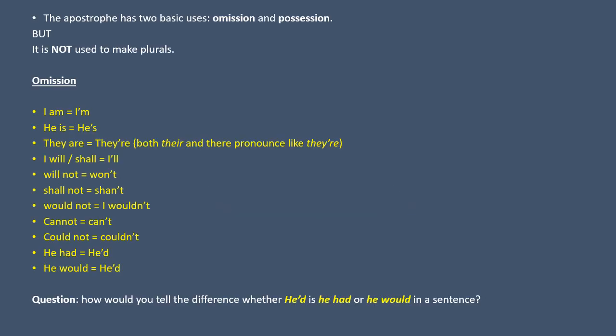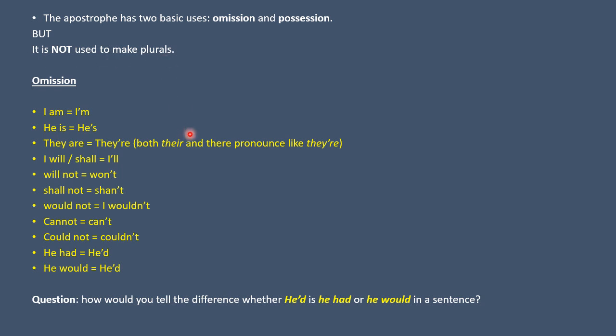The apostrophe has two basic uses. Number one is omission, and number two is possession. That's it, nothing else. Okay. So I will try to explain why people get confused and what is something which most students do which is absolutely wrong, and that is they make plurals using apostrophe, which is absolutely not the case. So you remember one thing, an apostrophe is never ever used to make plurals.